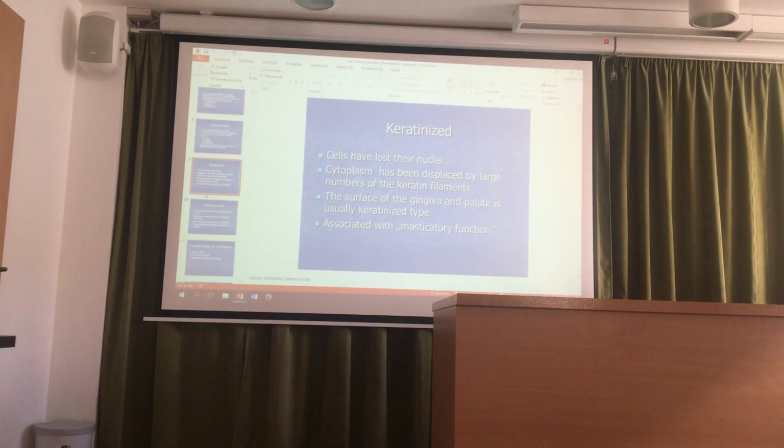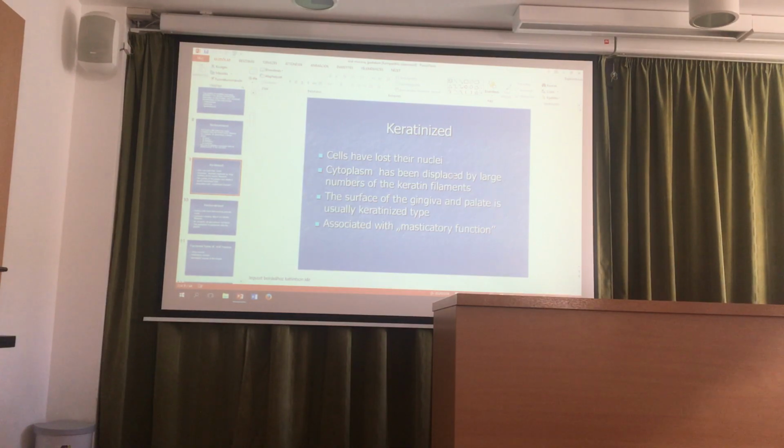Basically, the masticatory mucosa is keratinized or can be parakeratinized. What does keratinized mean? In this case, the cells have lost their nuclei. The cytoplasm has been displaced by a large number of keratin filaments. The surface of the gingiva and the palate is usually the keratinized, masticatory type. This mucosa is much more resistant against different kinds of biting forces and the mechanical effect of hard foodstuff.